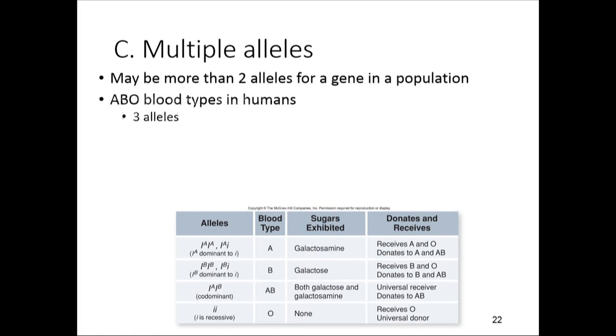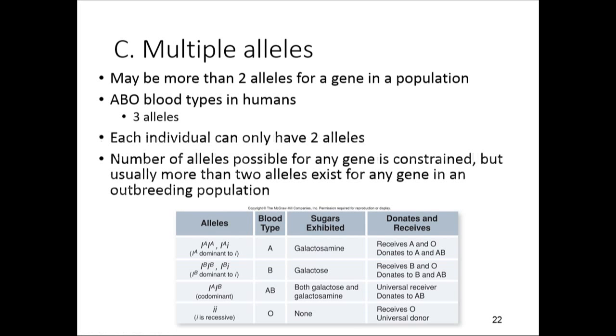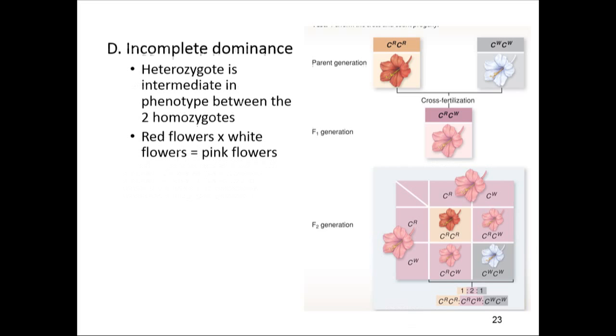You may also have multiple alleles, so there may be more than two alleles for a gene in a population. For example, blood types. You have A, B, or O blood types. So that's 3 different alleles, and we only have 2 available as humans. So this makes for multiple possibilities of different blood types.